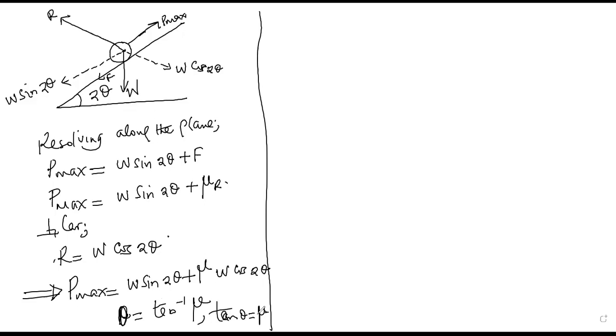So what am I going to do? It would imply that my P maximum is going to be equal to W sin 2 theta plus mu, but mu is tan theta because I have to bring everything in terms of theta. So tan theta times W cos 2 theta.